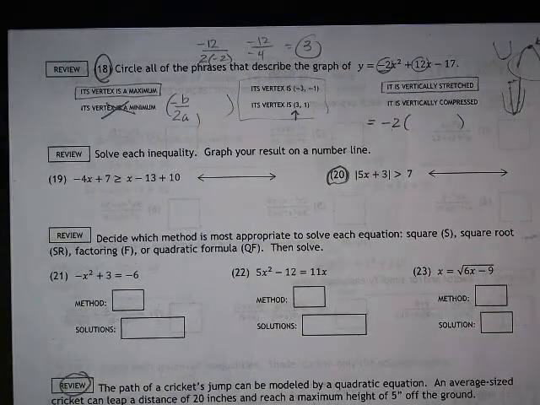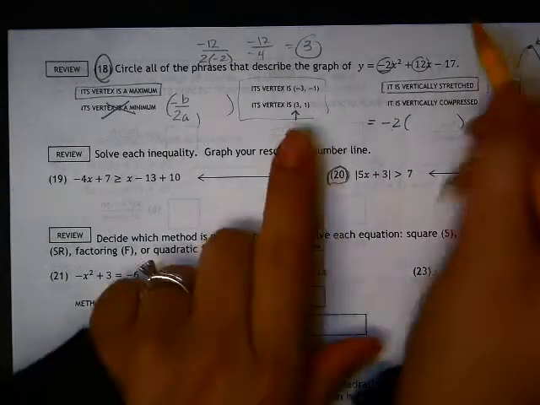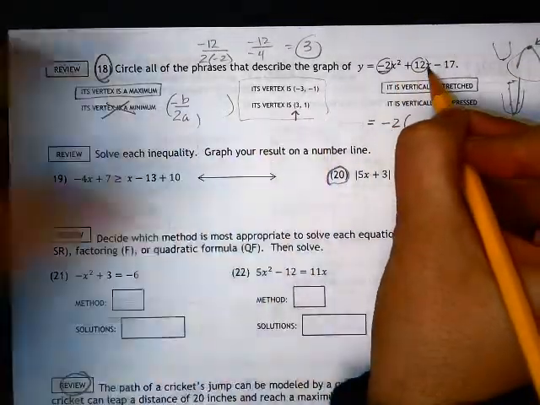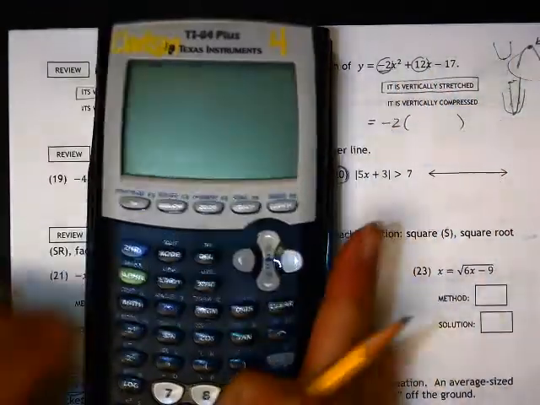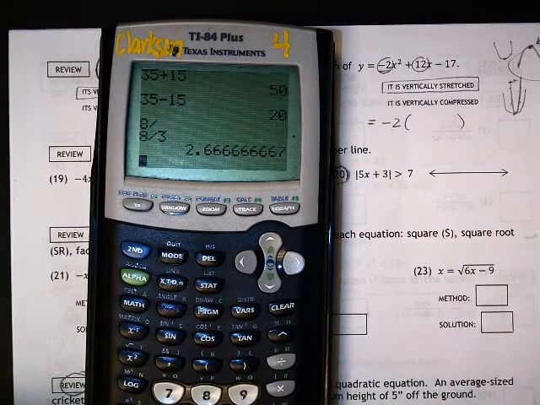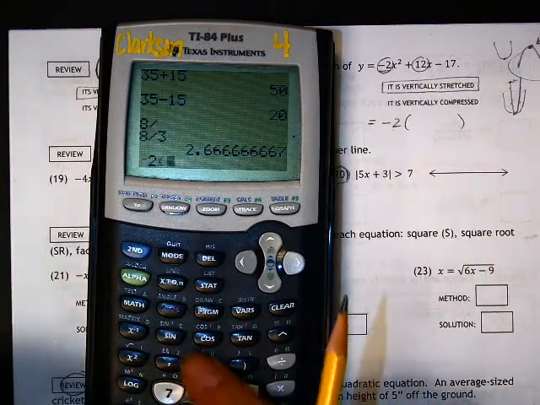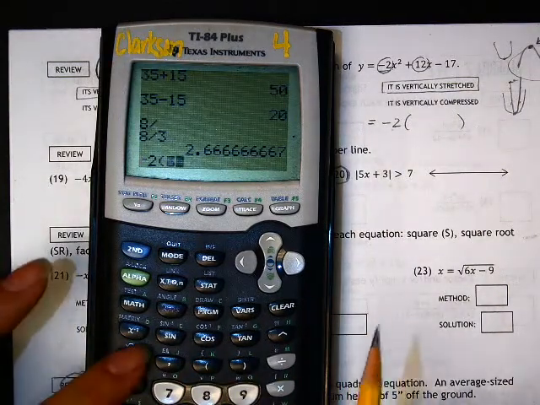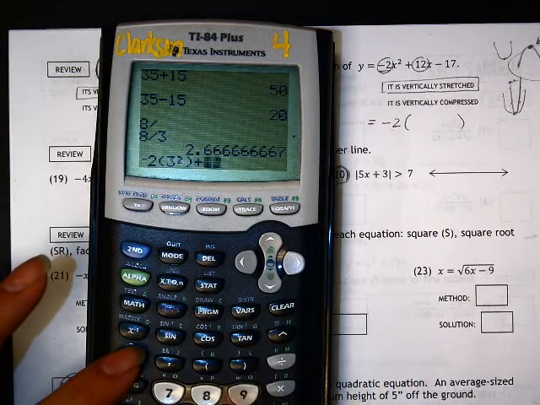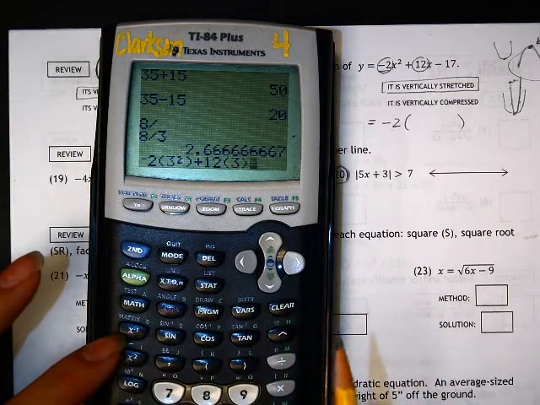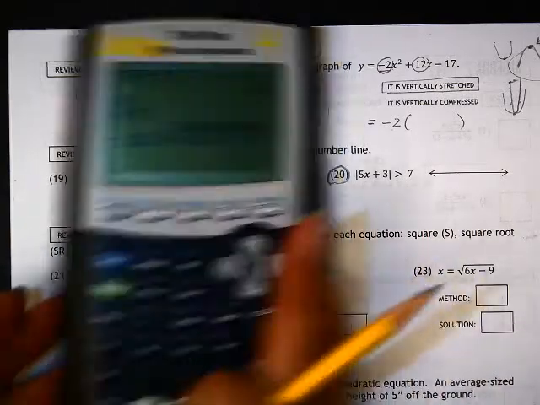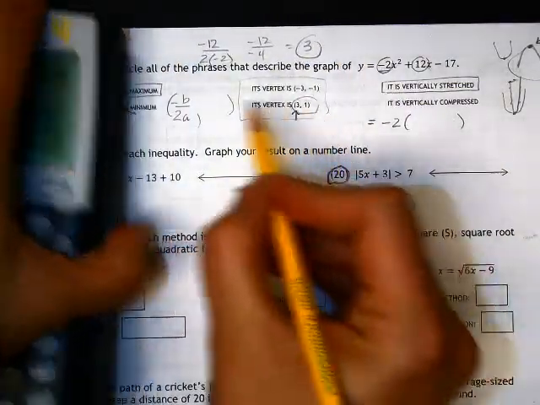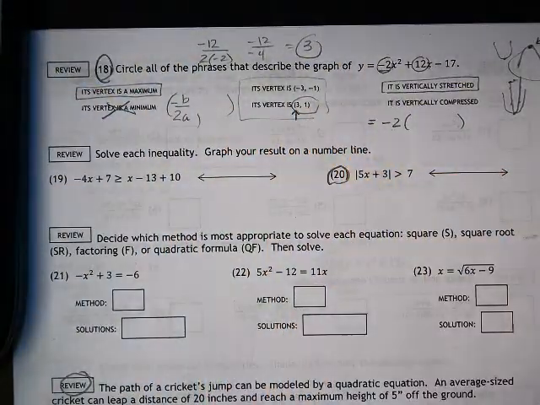Now, I need to make sure that 1 is my y value. So that means that if I plug in 3 into my x's, I really need to get a 1 when I'm done. So I'm going to plug in negative 2 times 3 squared plus 12 times 3 minus 17. And I do. I get a 1. So this must be my vertex.